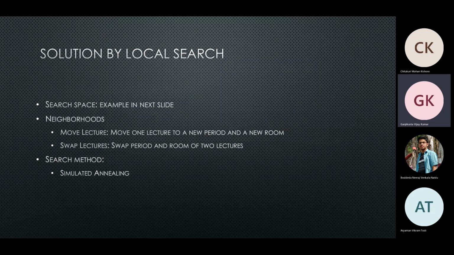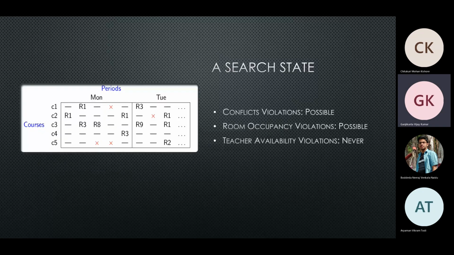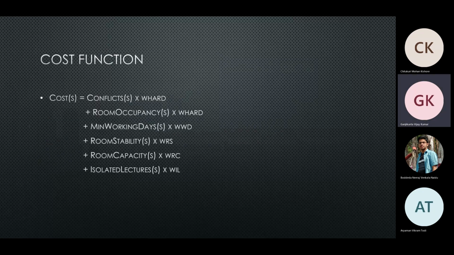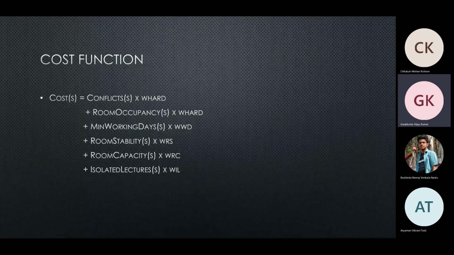Now, what else do we require? We require a cost function. So now we have to define a cost function. We know we are applying a search method, so we require a cost function. The cost function is defined to be a weighted sum of hard constraints and soft constraints.